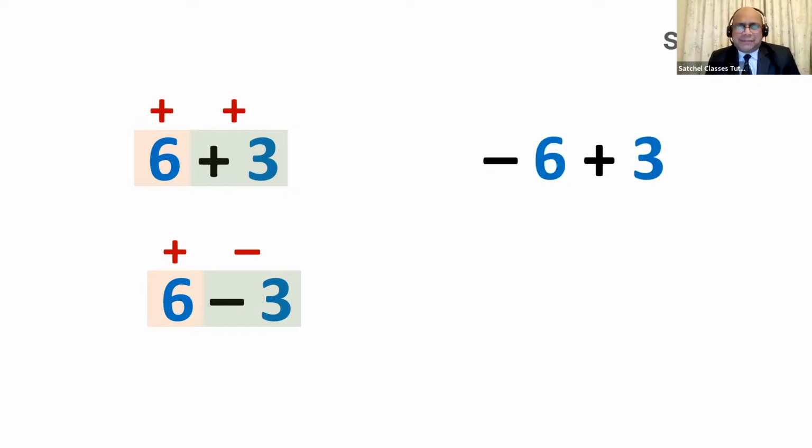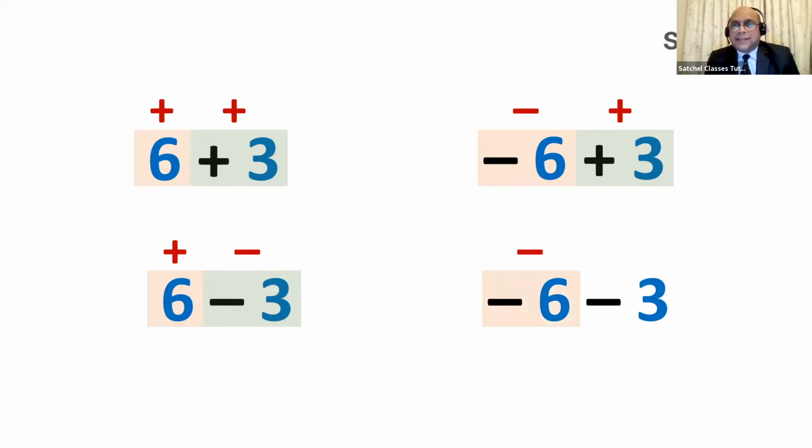How about minus 6 plus 3? That's pretty easy, right? The first number has a magnitude of 6 and it's a negative number because there's a minus sign preceding it. The second number has a magnitude of 3 and there's a plus sign preceding it, which means that's a positive number. And finally, how about this? It's pretty clear that both the numbers are negative because there's a minus sign preceding each one of them. The first one has a magnitude of 6 and it's a negative number. The second one has a magnitude of 3 and that's again a negative number, right?